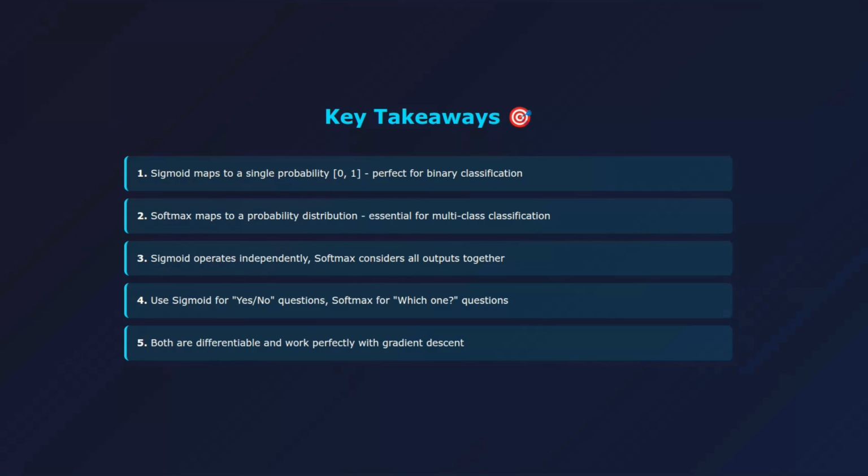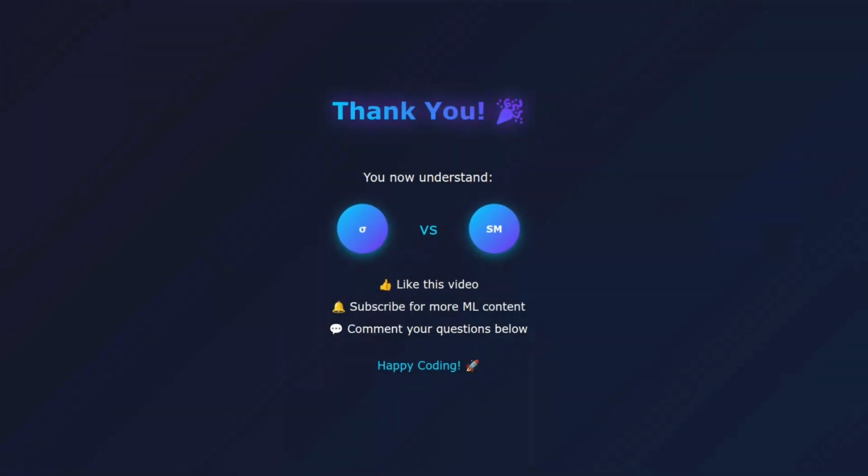3. Sigmoid operates independently on each output, while Softmax considers all outputs together. 4. Use Sigmoid for yes-no questions, Softmax for which-one questions. 5. Both are differentiable and work great with gradient descent. And that's it. You now understand the difference between Softmax and Sigmoid, and more importantly, you know when to use each one.